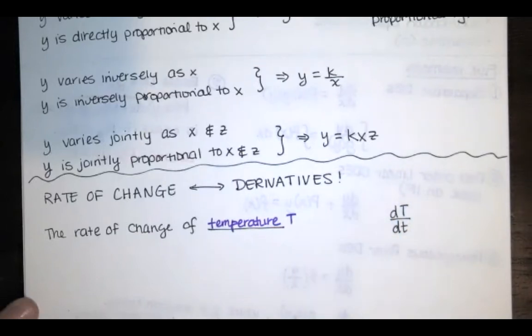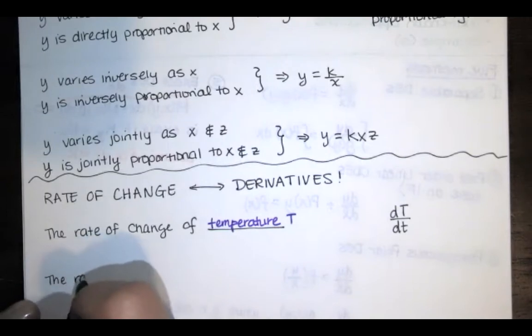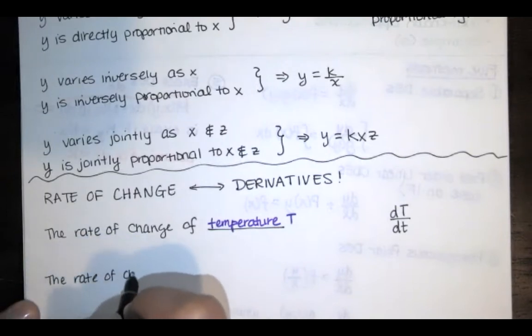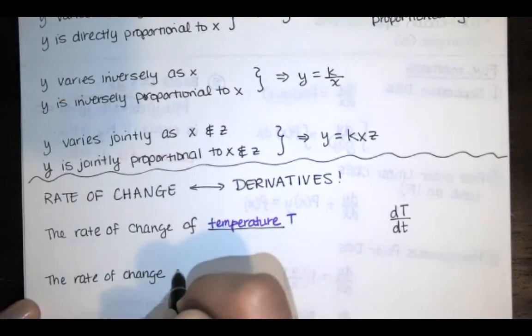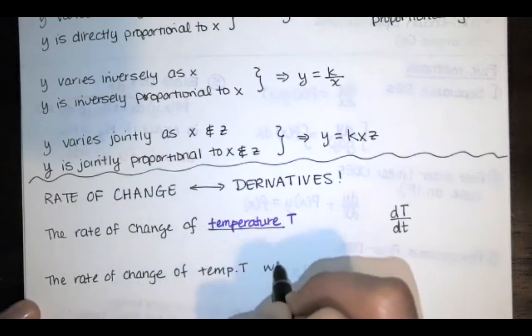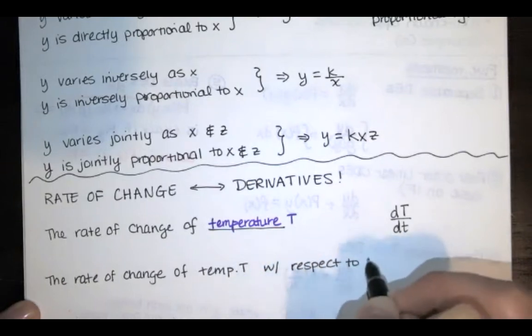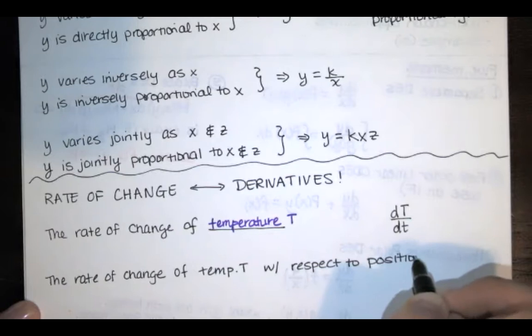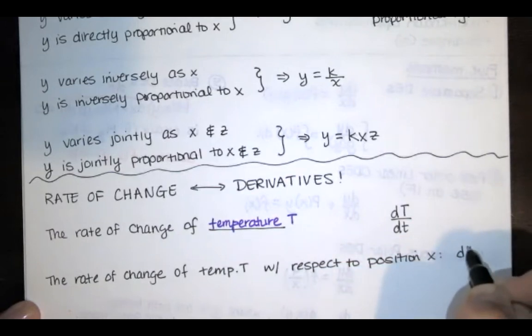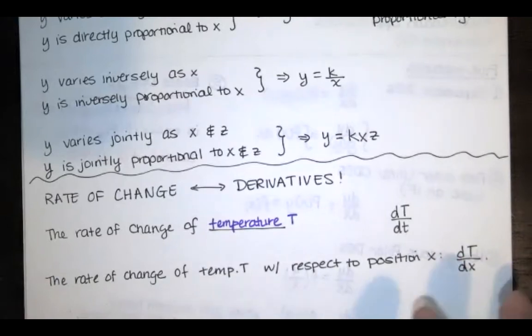Occasionally, it's not. Let's say you're talking about the rate of change of temperature with respect to some spatial variable x. So maybe it'll say the rate of change of temperature with respect to position x is given by this, the derivative of T with respect to x. So that's how I would translate this part.